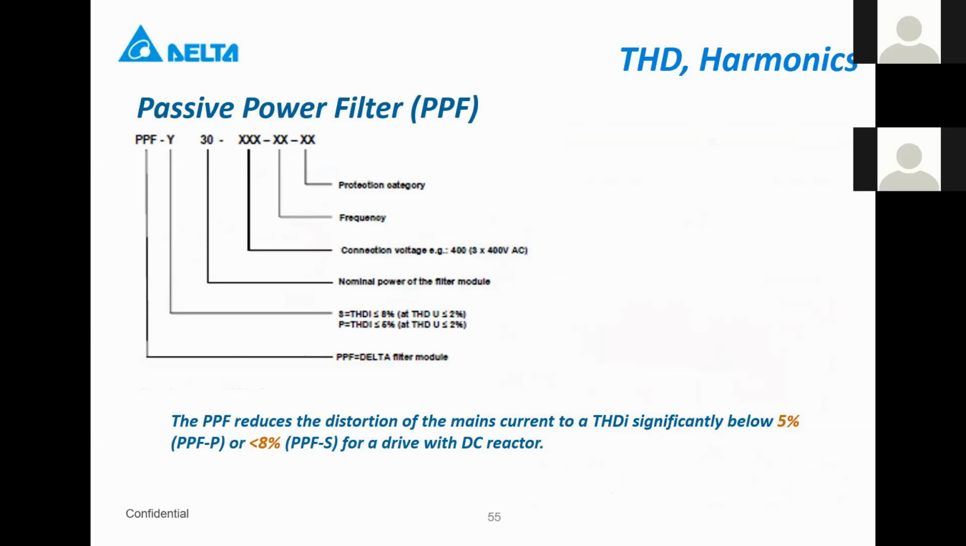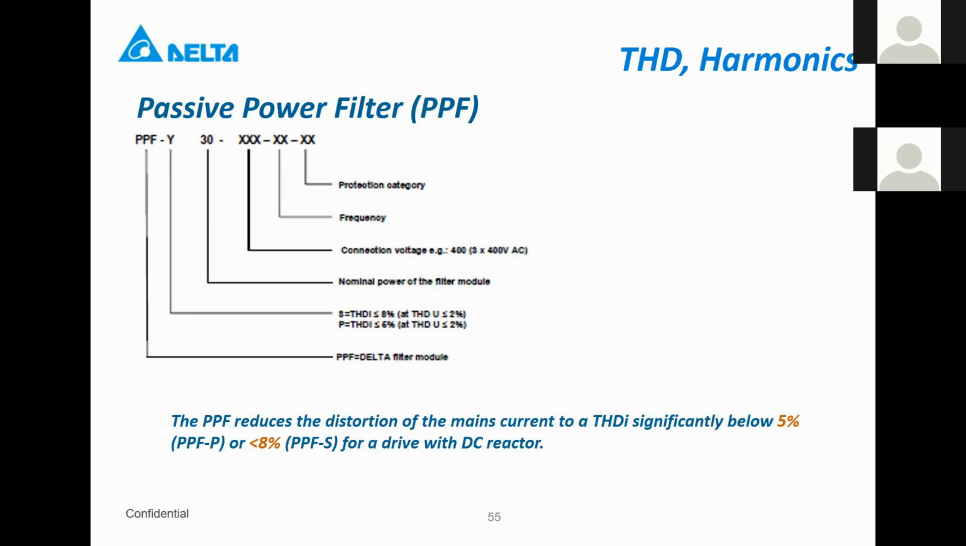You see after PPF, we have the two different types. We have the S for the standard version, then it's roughly 8% THCI. And we have the P, high performance, and then you go lower down till 5%. This reduction can only be reached with a frequency drive with a built-in DC reactor. Be aware of that, because then you are in the range of 40% THCI already for a standard drive, and with this filter you can go down to the requirements of 5 or 8%.